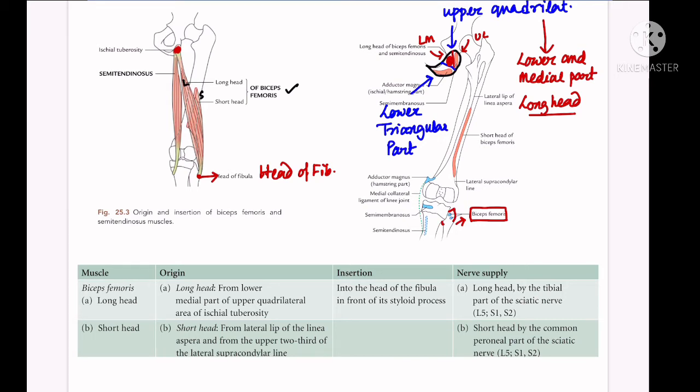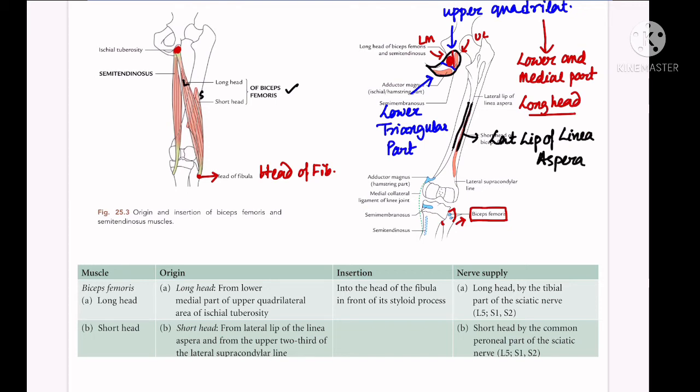Regarding the short head of biceps femoris, the short head arises from the lateral lip of linea aspera. Now, you know that linea aspera is a structure found on the posterior aspect of the femur, and it possesses two lips. This is the medial lip of linea aspera, and this one is the lateral lip of linea aspera.